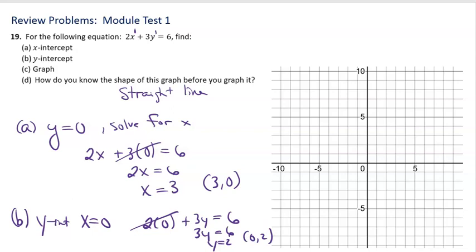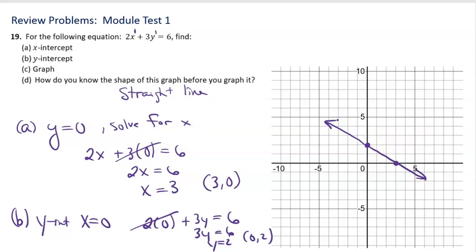Now next we're supposed to graph, so I'm going to take my x-intercept, which remember is (3, 0), and make a dot on my graph. My y-intercept, which is (0, 2), and make a dot on my graph, and just use a straight edge, which I can't do very well on this tablet, but just assume I did. Straight edge, and connect the dots. And there you go. There's your graph.